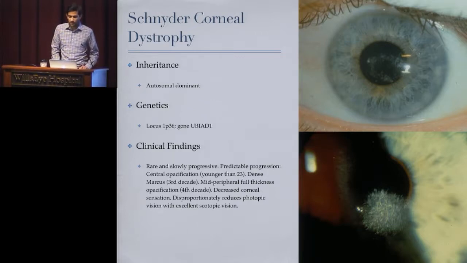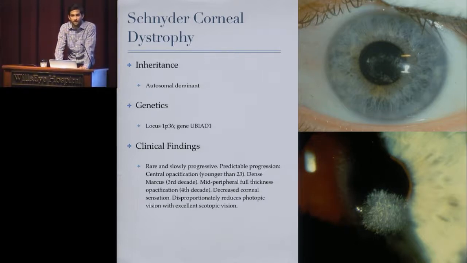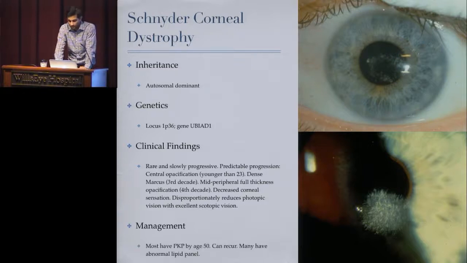The opacification kind of spreads to the mid-periphery in your 30s, and then eventually these patients get decreased corneal sensation. So everyone follows that same progression. The unique thing about this is it affects your vision in bright light more so than in darkness. It causes a lot of glare in bright light conditions. Thinking is in dark conditions, the pupil dilates beyond the opacity, so you're able to see around it, basically. Just about all these patients get PKPs, often by the age of 50.